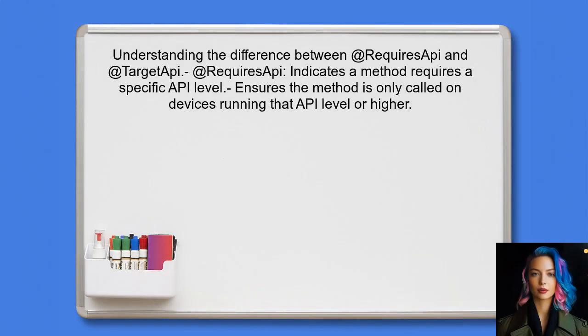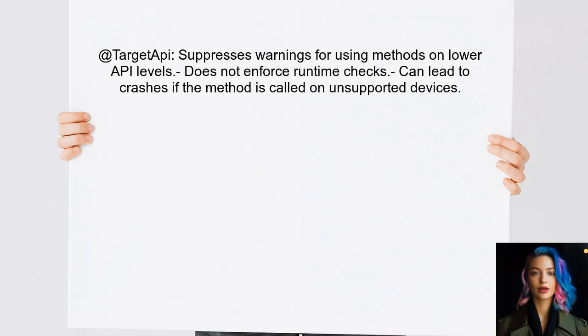To understand the difference between @RequiresApi and @TargetApi, let's first look at what each annotation does. The user should know that @RequiresApi is used to indicate that a method requires a specific API level to function correctly. In contrast, @TargetApi is used to suppress warnings about using methods that are not available on lower API levels. However, it does not enforce any checks at runtime.